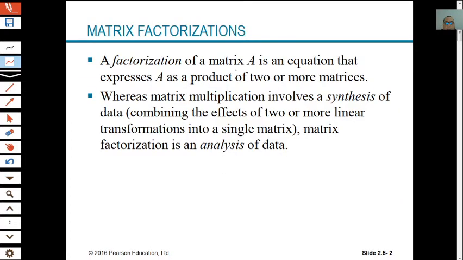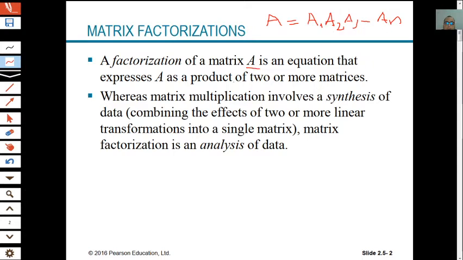A factorization of a matrix A, m by n, is an equation that expresses A as a product of two or more matrices, namely we find the factors of the matrix A such that the multiplication of them will give the matrix A, like the product of the matrices A1 times A2 times A3 up to An. We can have two or more matrices in this product.